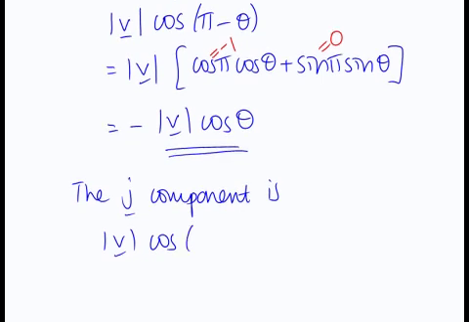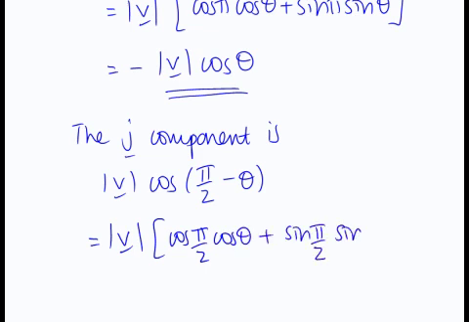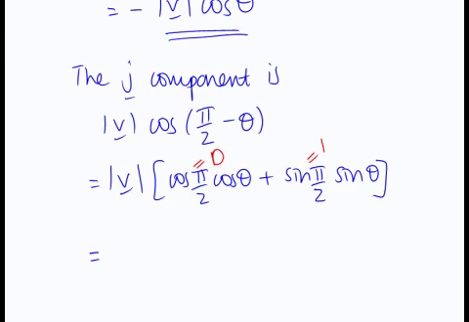So in here I put pi by 2 minus theta. And then I can simplify: cos a cos b plus sine a sine b, and sine of pi by 2 is 1, and cos of pi by 2 is 0, beg your pardon. And so I have the modulus of v sine theta as being the j component of the vector v. And that answers the given question.